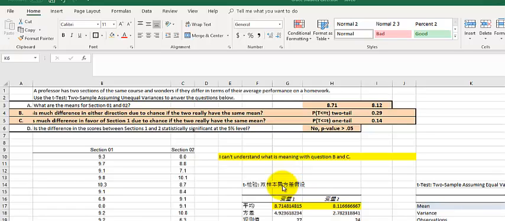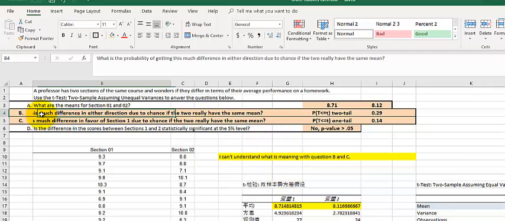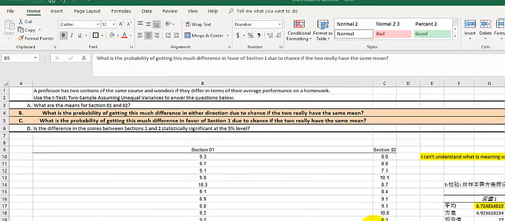So the first one, you said you can't understand question B or C. I think what he means for B is "if either direction due to chance." That's what we call a two-tailed test. I'm pretty sure that's what he was talking about. And C is "due to chance really have the same mean." Hold on, let me pull these out. Yeah, so C is a two-tailed because it says either direction.